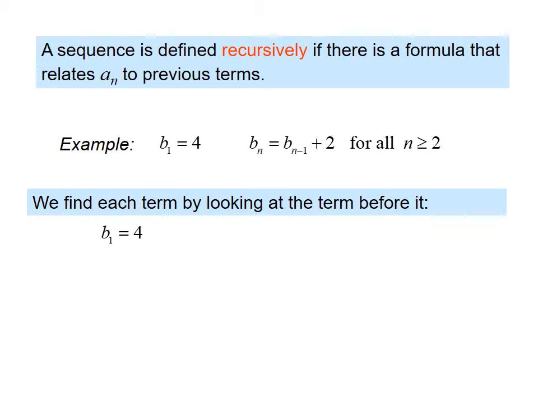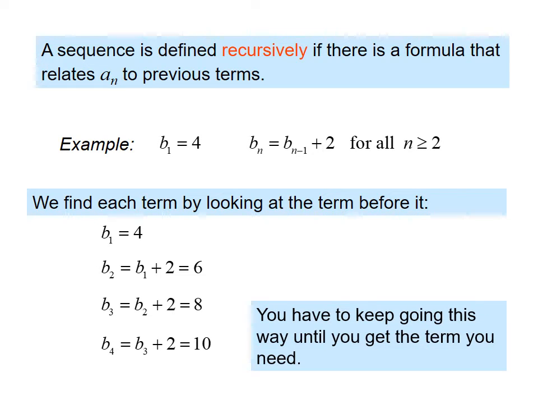Since b1 is equal to 4, b2 is obtained by b1 plus 2. Since b1 is 4, 4 plus 2 is equal to 6. The third term of this sequence is b3, which is b2 plus 2. b2 is 6, 6 plus 2 is equal to 8. b4, or the fourth term of the sequence, is b3 plus 2. Since b3 is 8, 8 plus 2 gives you 10. You have to keep going this way until you get the term you are looking for.